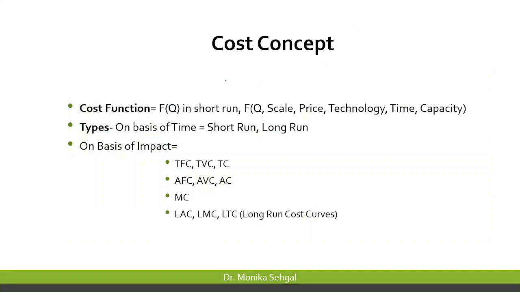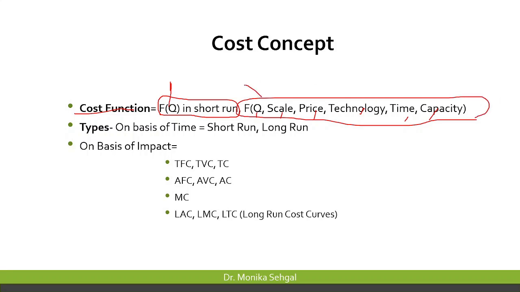Cost concept, first of all, we describe the cost function. Cost function is the function of quantity in the short run, because in the short run only the quantity of production can be changed, but in the long run we can change the quantity, the scale of operation, the price, technology, time and the capacity. So this is the formula for the long run. On the basis of these two functions we can divide the cost concept into two parts, short run and long run. And on the basis of impact we can divide it into various parts, like total fixed cost, total variable cost, total cost, average fixed cost, average variable cost and average cost, and the extra unit production is the marginal cost.